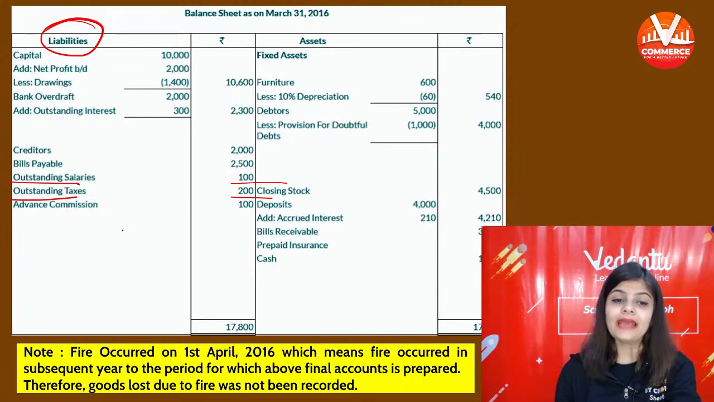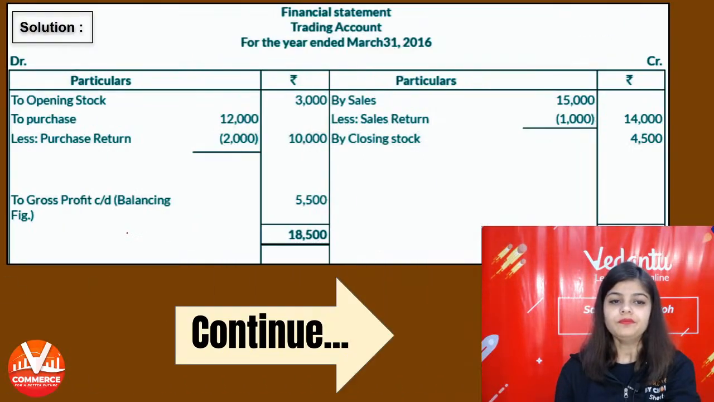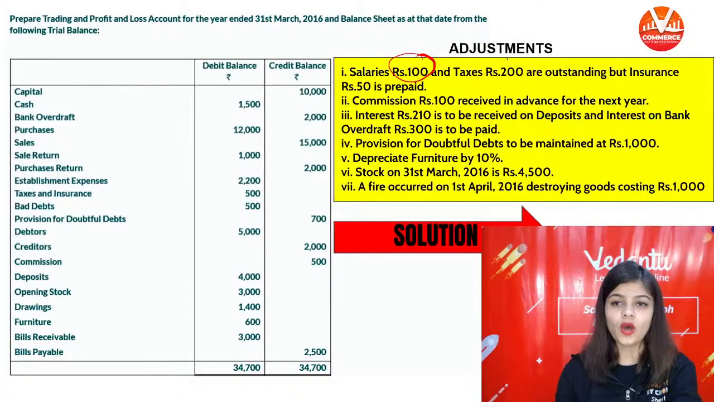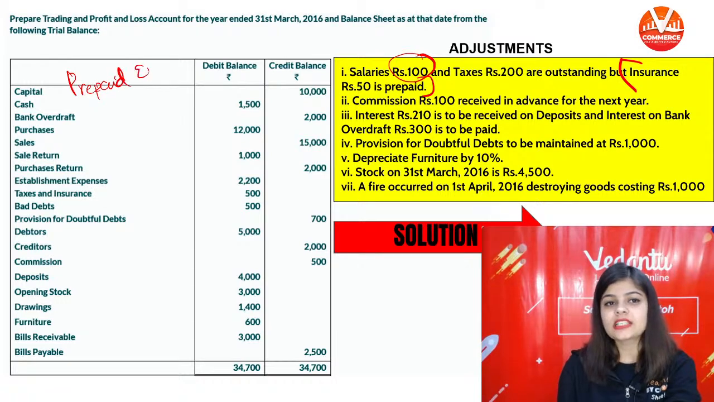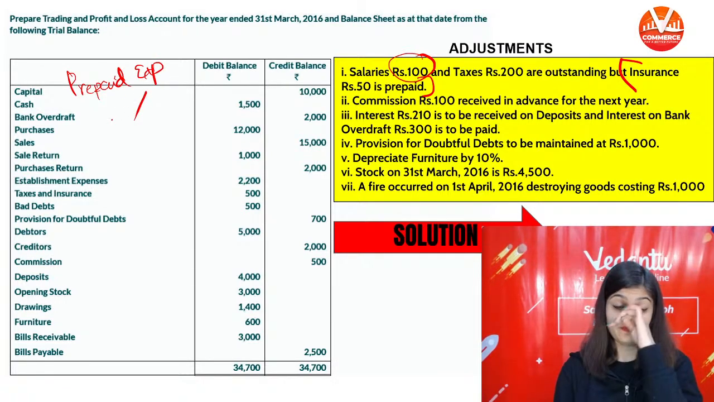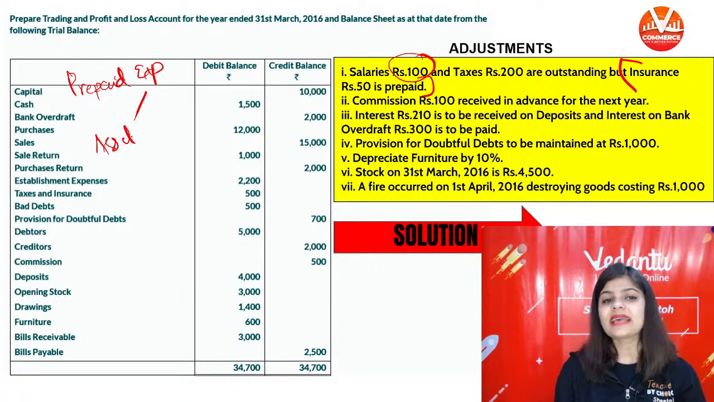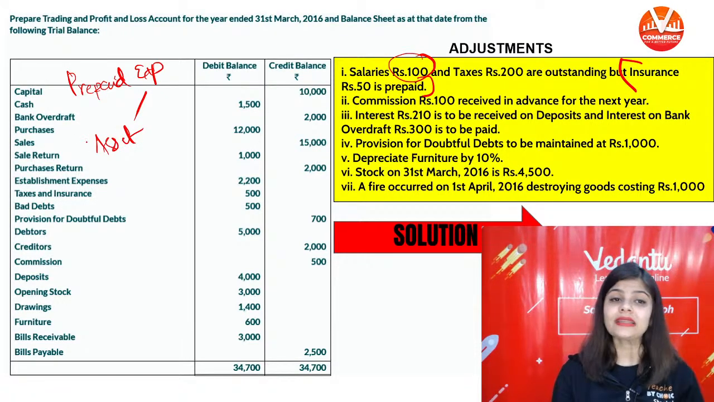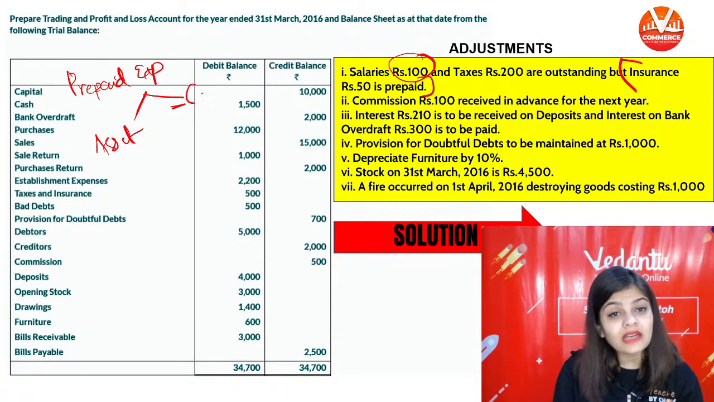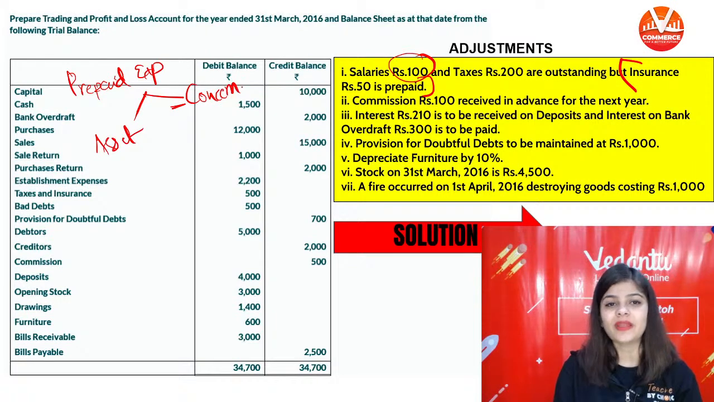Now the next adjustment was insurance 50 is prepaid. This is prepaid expense. Prepaid expense is an asset. अगर आपने खर्चा एडवांस में पे किया है वो एसेट है, रिकॉर्ड ऑन द एसेट साइड and you will subtract from concerned expense.